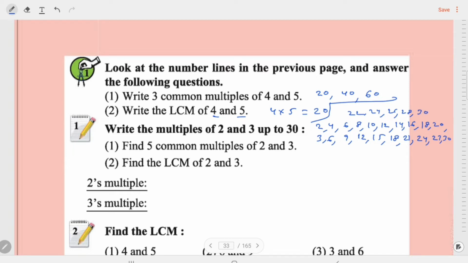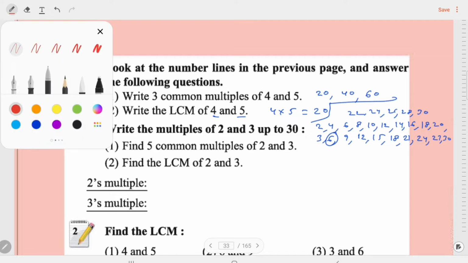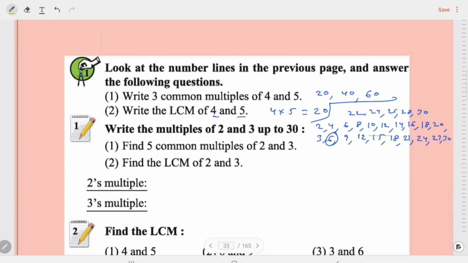Find 5 common multiples of 2 and 3. Common multiples of 2 and 3: 6 is 1. We will change the color if you don't like to use the same color. Green is fine. 12 is there, and 18 is there, then 24 is there.